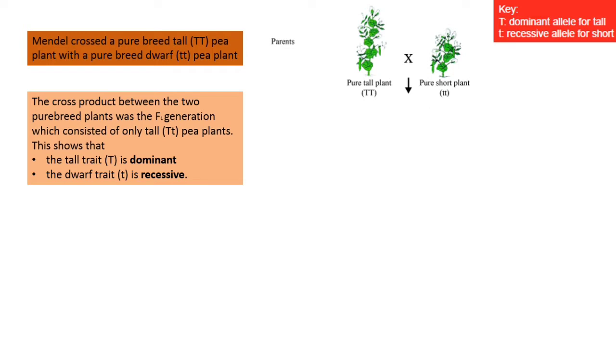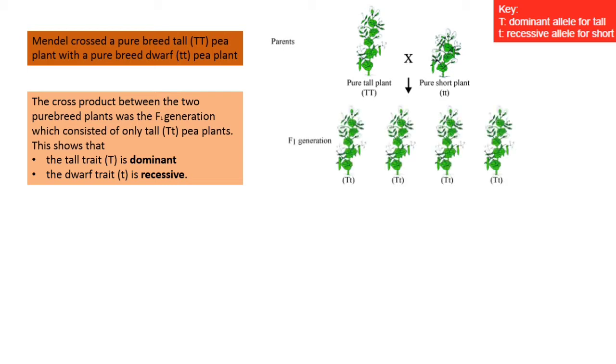This shows that the tall trait is dominant, and the dwarf trait is recessive. Okay, when a purebreed tall plant is crossed with a purebreed dwarf plant, the entire first generation produced tall plants. So we can see the first generation, all the first generation is tall plant.